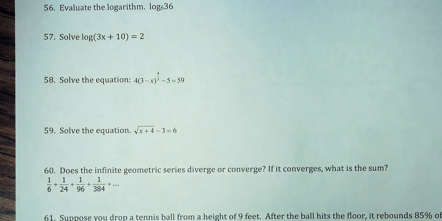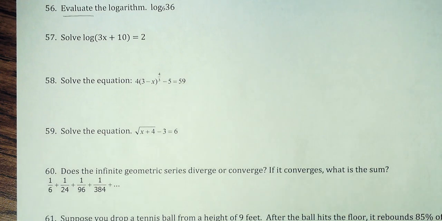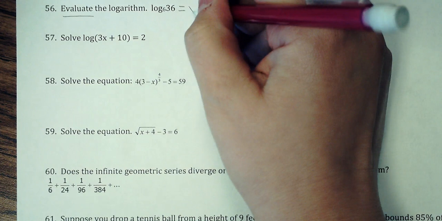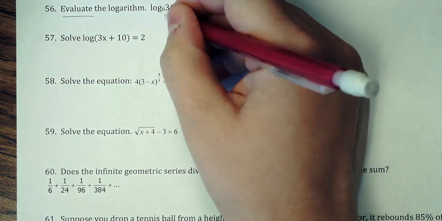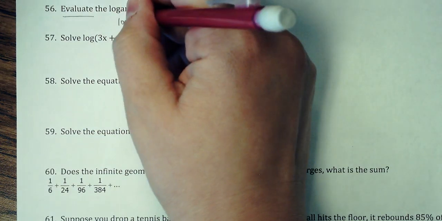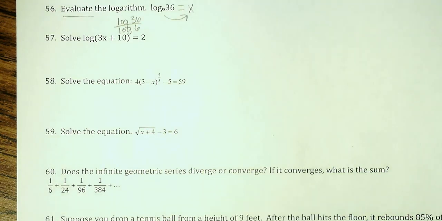All right, so for 56, if you see evaluate, that means to find a value. Typically, it's not written in an equation form, but I like to put it in an equation form so I can change it to an exponential. You could do this on the calculator if you wanted to do a change of base, since you're allowed to use the calculator on the entire exam, so you could just do that real quick.